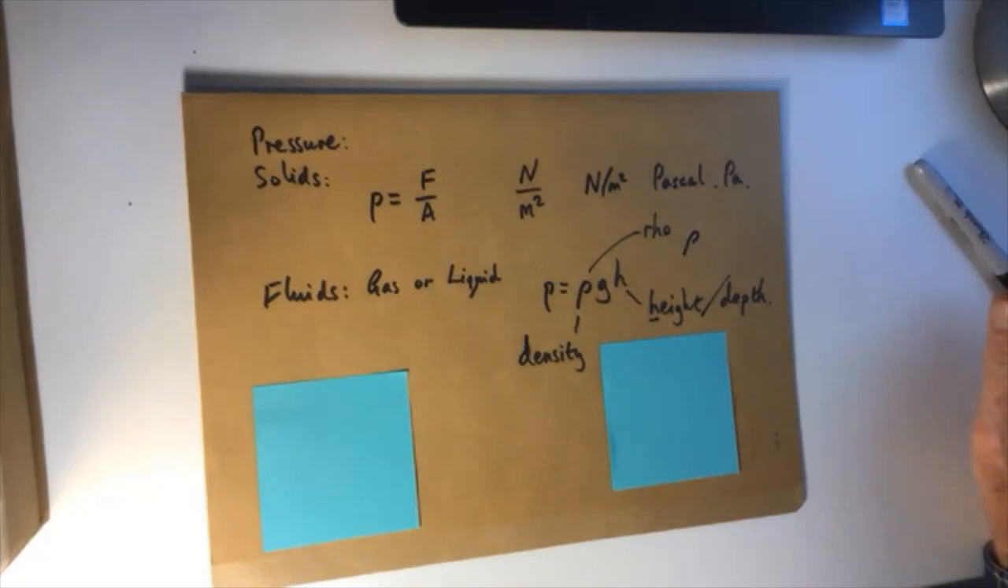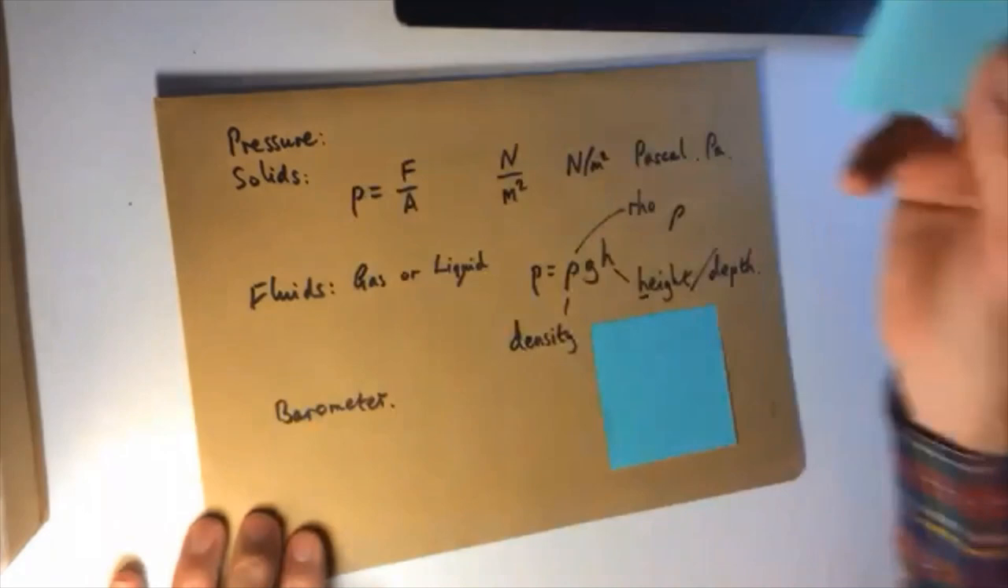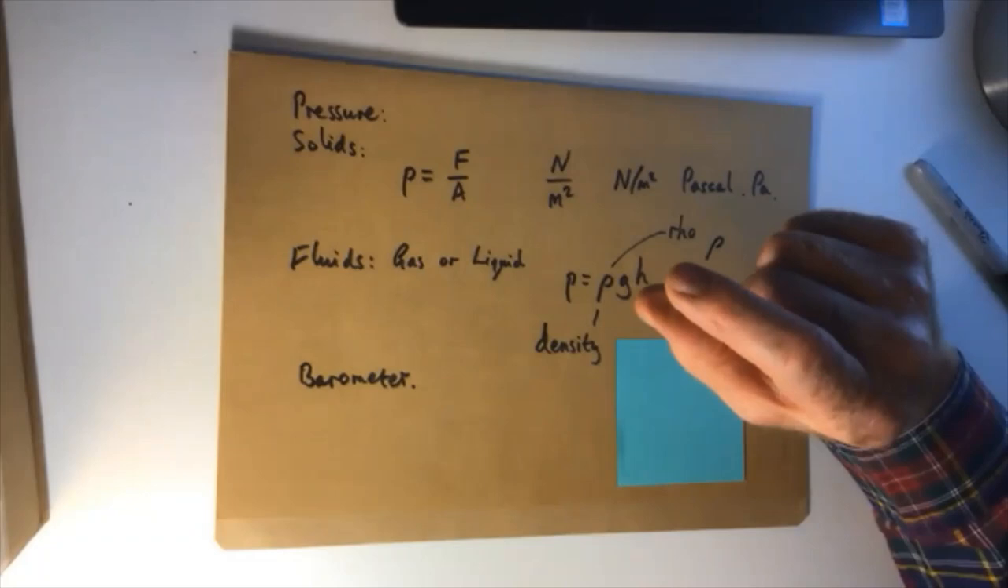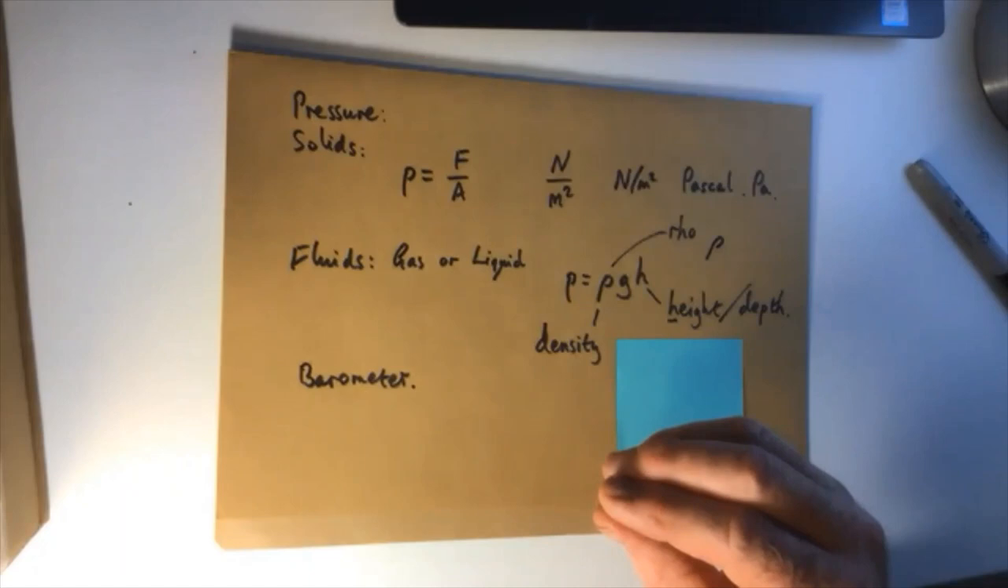Good. Excellent. What's under here? Well, under here, guys, is our barometer. Now, a barometer is used to measure pressure. There's different types of barometer. There's something called an aneroid barometer, which has got a little box which is quite spongy, like a corrugated metal box. It's about that big. And that box is pushed in and out when the air pressure changes.